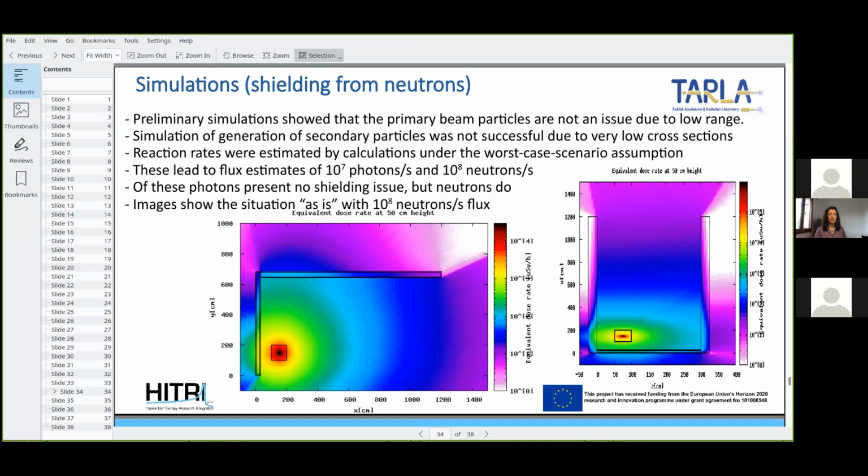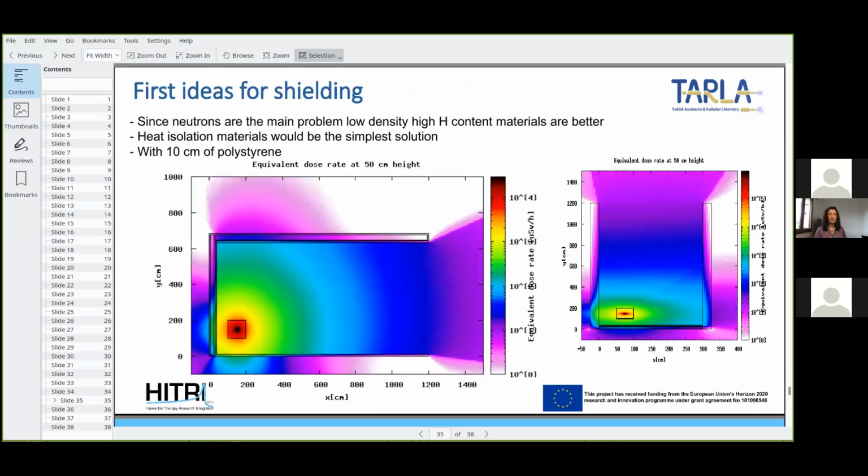Here I'm showing simulations of 10 to the 8 neutrons per second coming off this point inside this room. And here there are some issues, so some shielding is necessary. However, if you add just 10 centimeters of polystyrene, which is convenient because thermal insulation in buildings is made out of polystyrene, you just add that a little bit to the wall, and immediately you get a situation which is far, far better. So you conclude that while, yes, neutrons are an issue here, with a little bit of work and a little bit of shielding, it can be handled. So the room can be used, but as I said, needs a little bit of shielding.